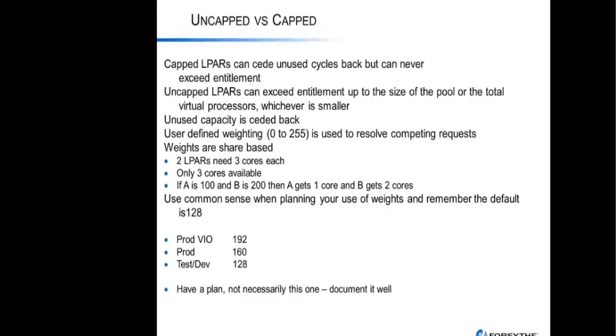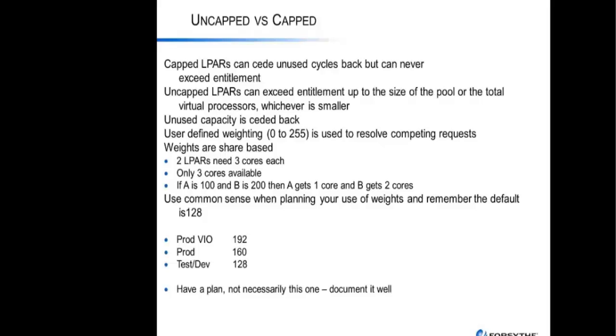Setting a weight does not mean, in the example here, that my prod VIO will win against prod. It means it will get a larger percentage of what is available if there isn't enough available to give both of us what we're asking for. So if we're both asking for 2 cores and 4 cores are available, we'll both get 2 cores. But if I'm asking for 2 and someone who's half my weight is asking for 2 and there's only 2 available, then we split it.